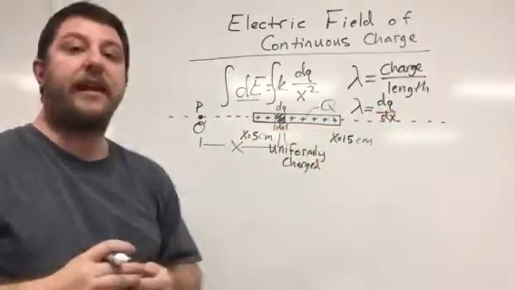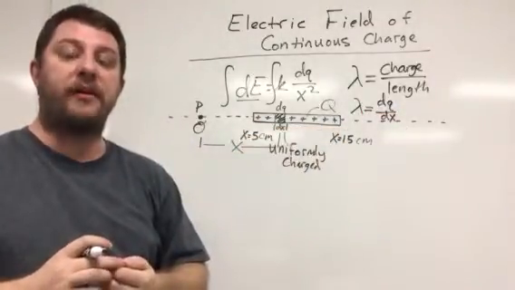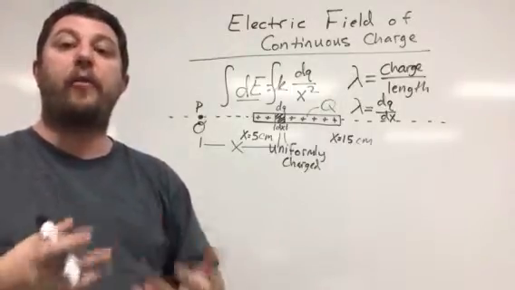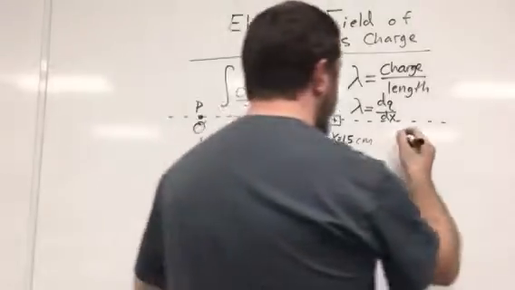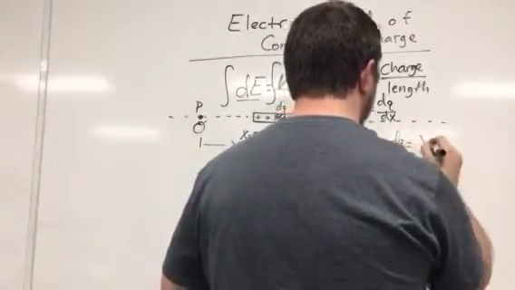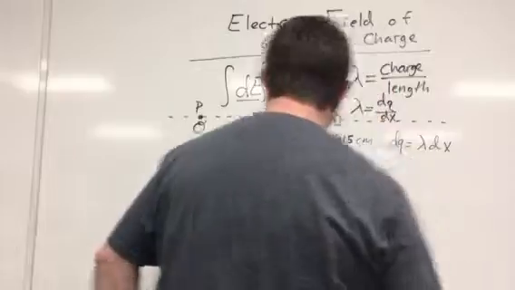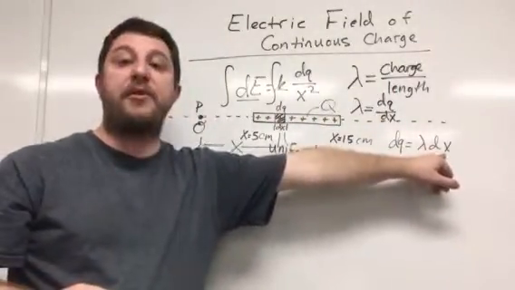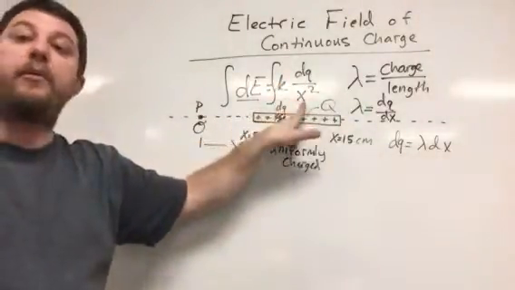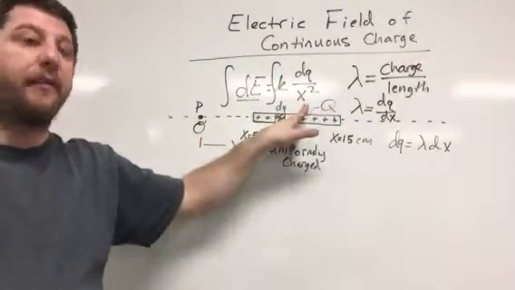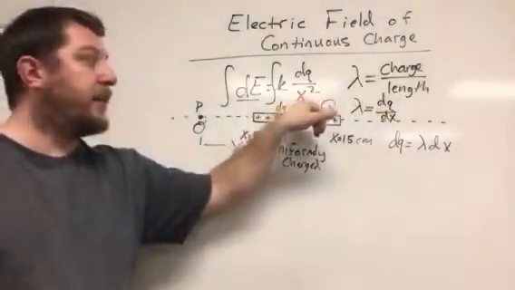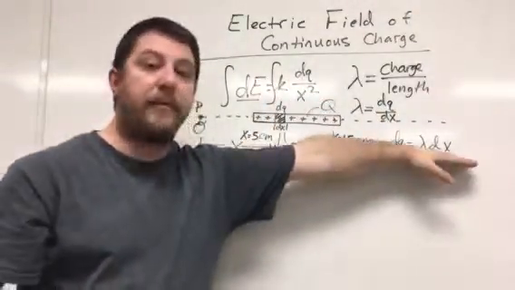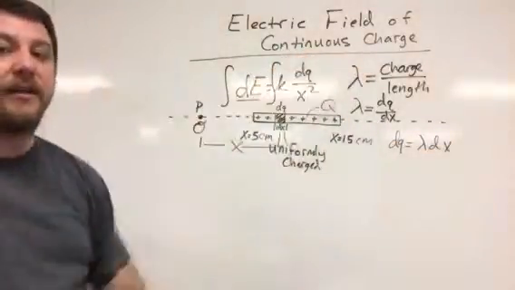So we can use lambda equals dq over dx, and what that allows me to do is write dq in a form that I can now integrate. So now that I have dq in this form, I now have a differential with a variable of integration. So this is my integration variable, and here's the integration variable in my integral. So now I can substitute lambda dx in, and I can actually integrate this expression.